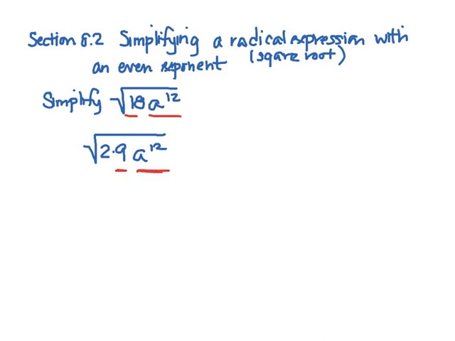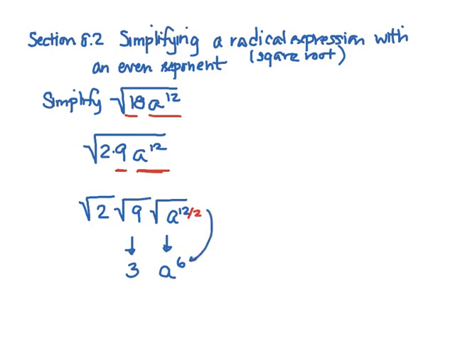If I take the square root of this, I'm going to have the square root of 2 times the square root of 9 times the square root of a to the 12th. Right? So we know that the square root of 9 is just 3. And then the square root of a to the 12th, I simply take 12 and I divide that by 2. So I'm left with a to the 6th. Right? So you can think of a to the 12th divided by 2. And that's how I get a to the 6th.